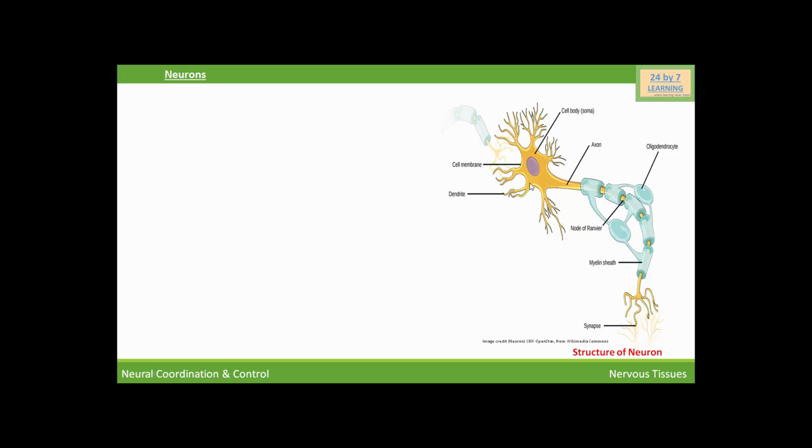Its body consists of three main parts. Number one is the cell body. Second part is dendrites. These small fibrous branches are called dendrites. The third part of the neuron is a single long extension of the cell body called the axon. So we start with the cell body.